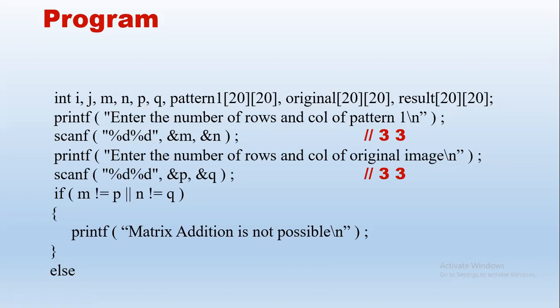So else part means we will perform the addition. So for adding two matrices, what do we need? We have taken input for rows and columns. What is the next input?